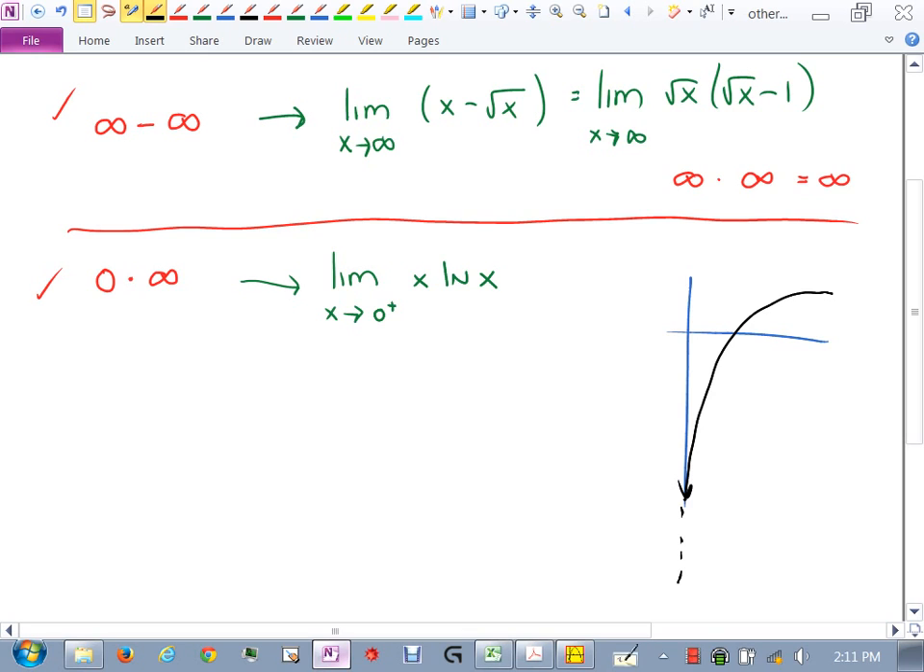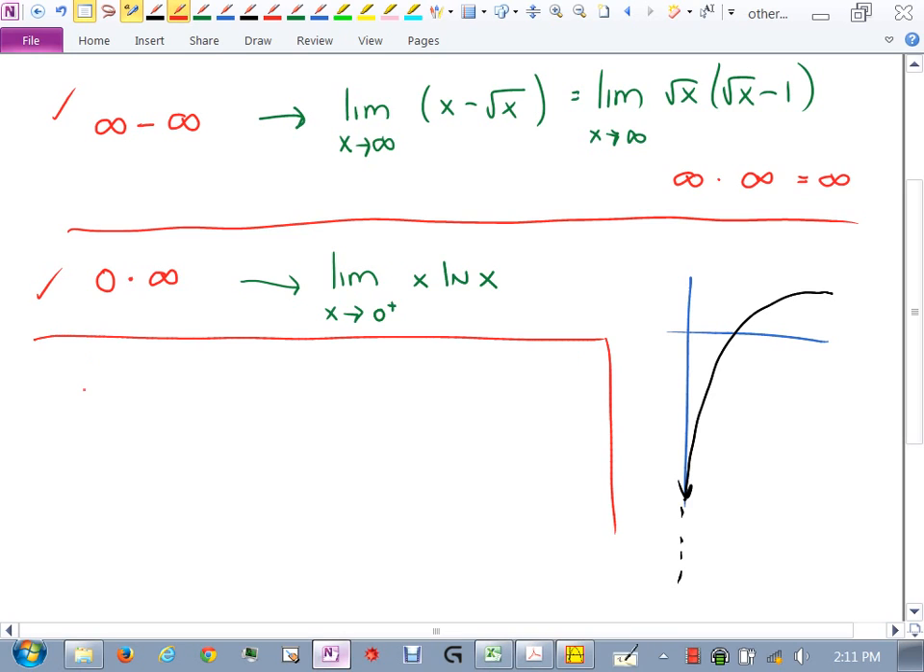So this is 0 times negative infinity. That is an indeterminate form. You don't know which one gets smaller or bigger faster. Does that make sense? I'm not showing you how we're going to do this yet. I'm just showing you what types of things we're going to run into that we need to be able to handle now. What else?